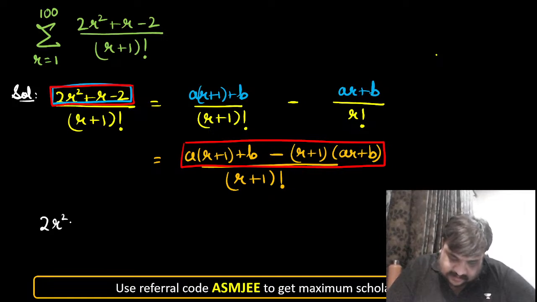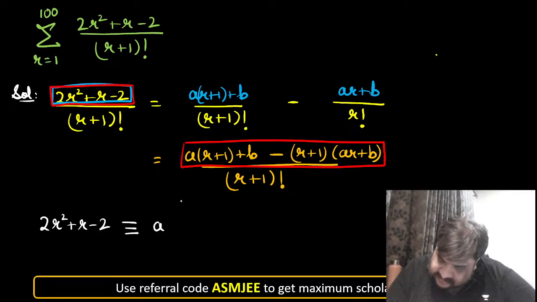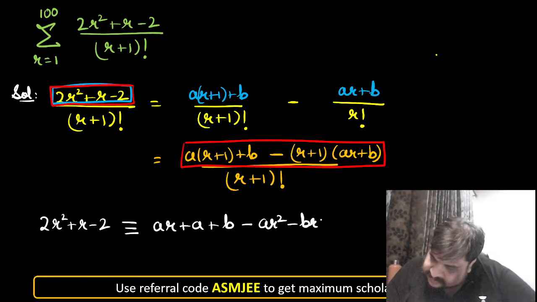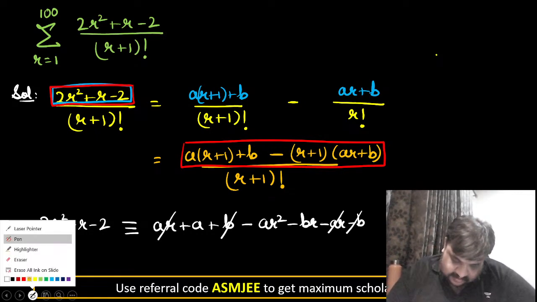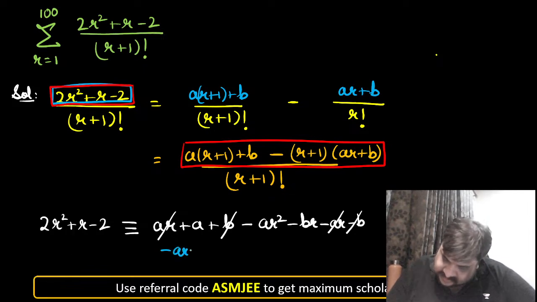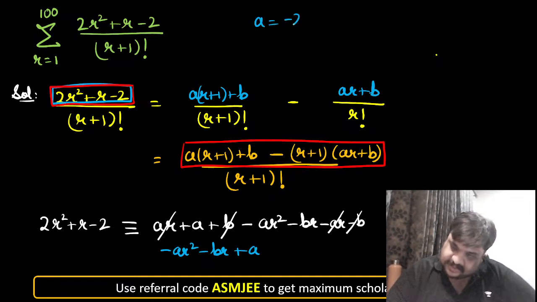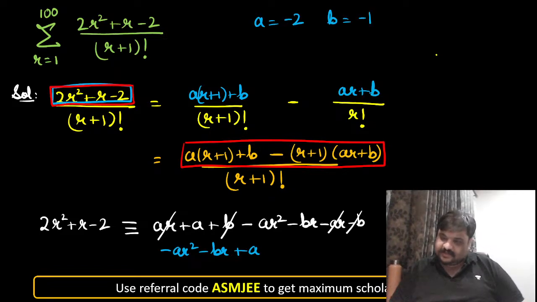So 2R square plus R minus 2 must be identical with this whole expression: AR plus A plus B minus AR square minus BR minus AR minus B. So B cancelled with B. If AR and AR got cancelled, these should be identical. So minus AR square minus BR plus A. Got it? So A should be minus 2 and B should be minus 1, right?